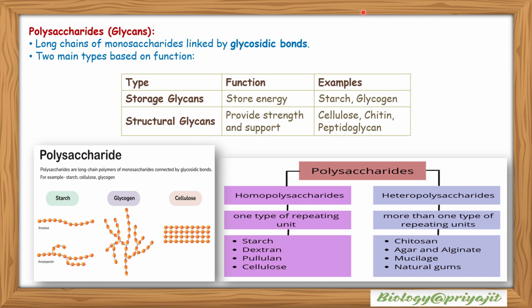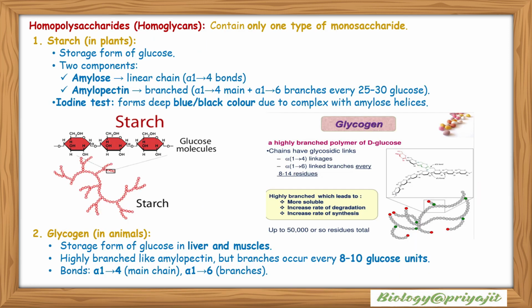We know polysaccharides are long chains of monosaccharides linked by glycosidic bonds, and glycogen, which is an example of storage glycan, can be a homopolysaccharide or heteropolysaccharide glycan. Homopolysaccharides contain only a single type of monomeric unit, and heteroglycans or heteropolysaccharides contain two or more different kinds of monomeric unit. This is an example table showing the two different types of polysaccharides: homopolysaccharides and heteropolysaccharides. Homopolysaccharides or homoglycans contain only one type of monosaccharide.